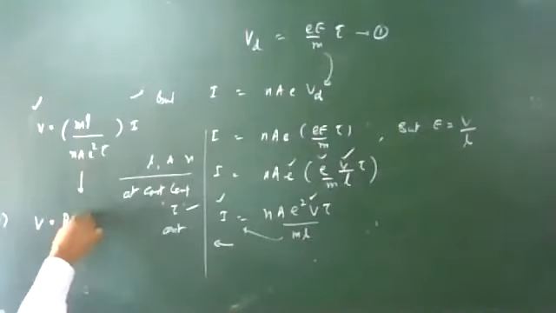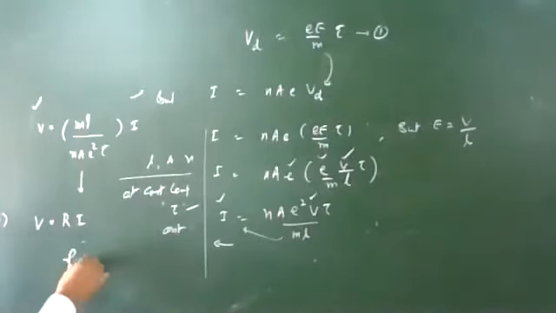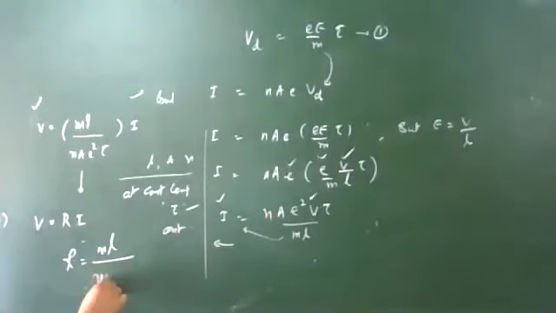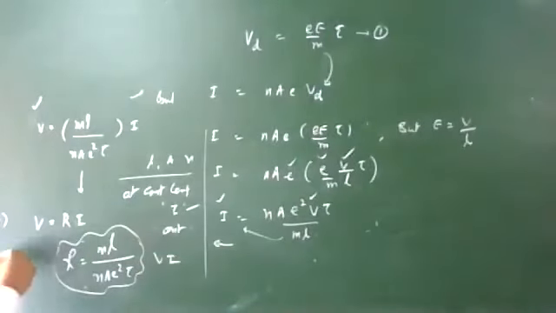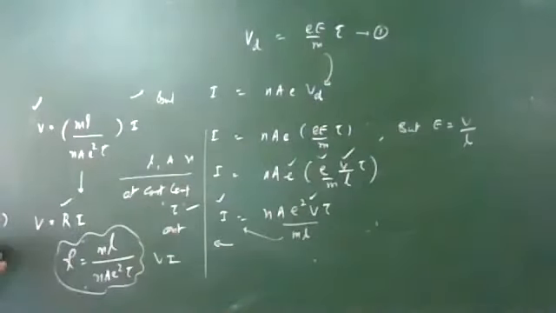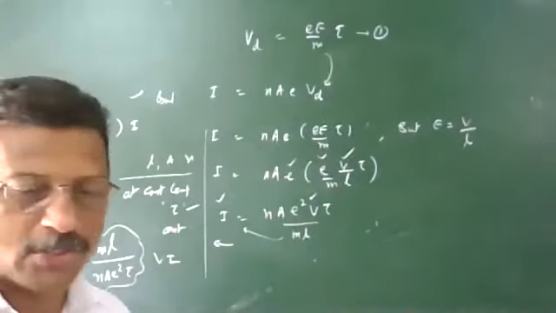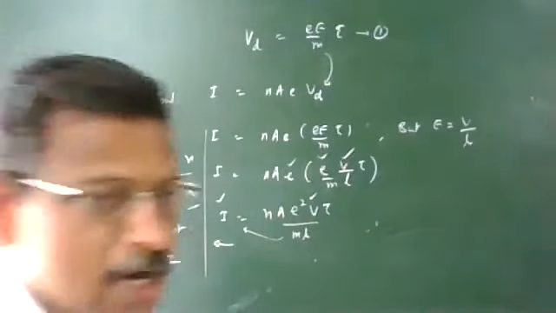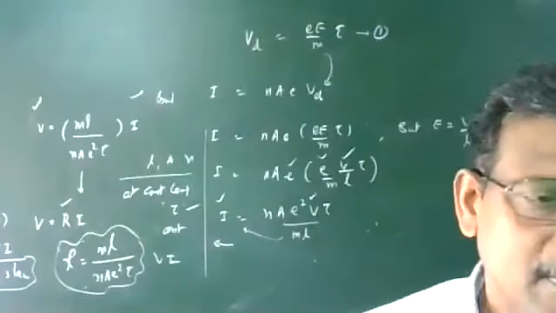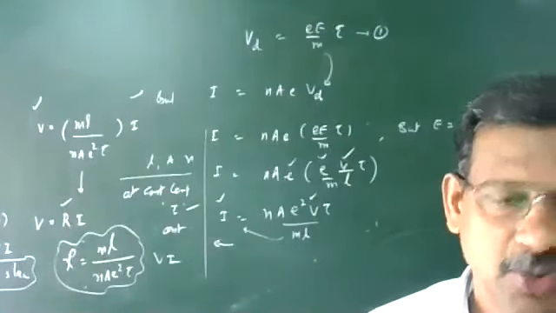This constant is called R, where R is equal to mL divided by nAe²τ. This is a very important relation for resistance. And this is also equal to V = RI. So we derived Ohm's law from the idea of drift velocity. And we are getting an important relation for R equal to mL upon nAe²τ.